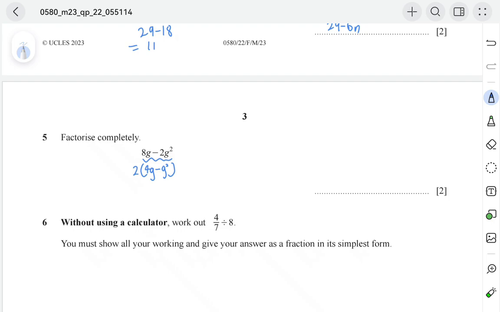For those two, we can see that g is a common factor. So let's factorize that too. So 2g, 4 minus g. And looking at the expression inside the bracket, there are no more common factors, and thus this is factorized completely. 2g bracket 4 minus g.